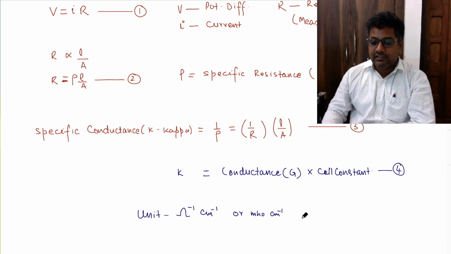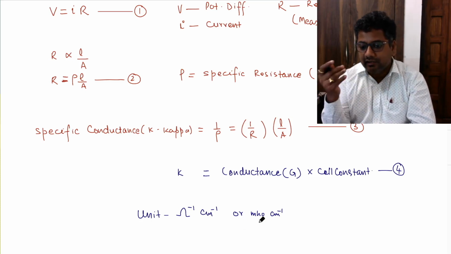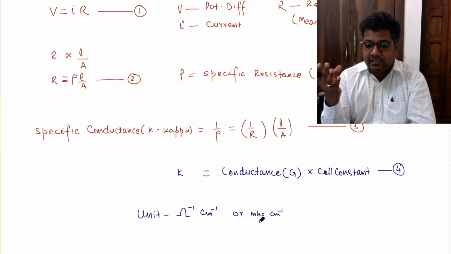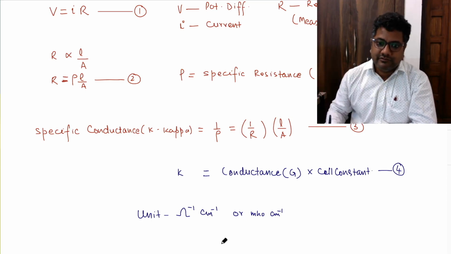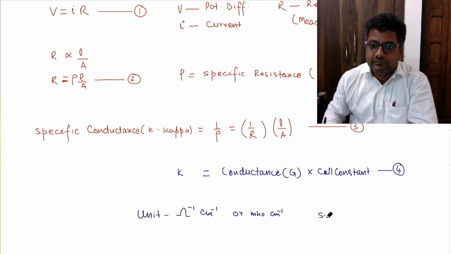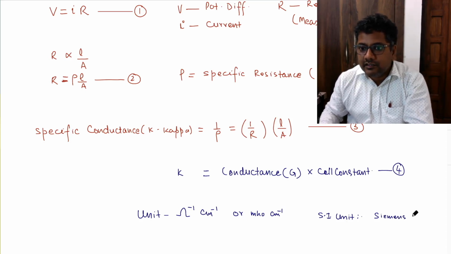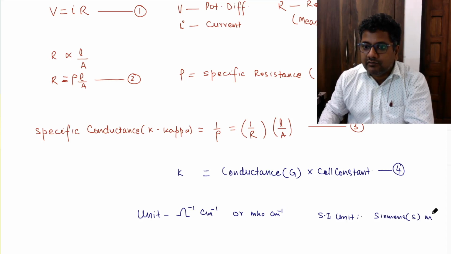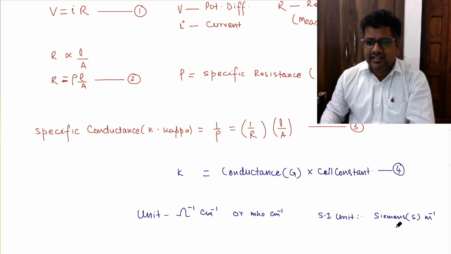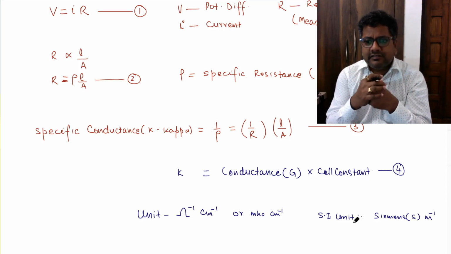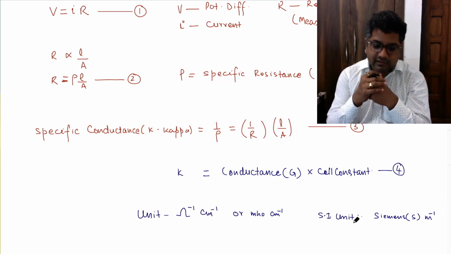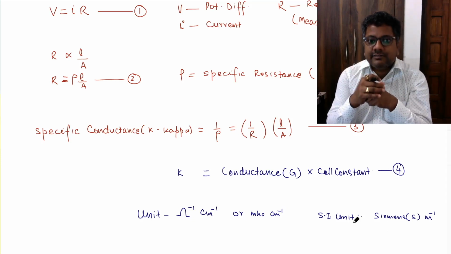Or you can say the SI unit. What is the SI unit for this? The SI unit for kappa is Siemens per meter, S m inverse. But usually we express it per centimeter. You should know what the SI unit is, right? So this is specific conductance.